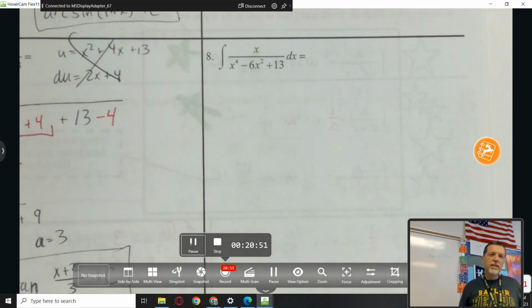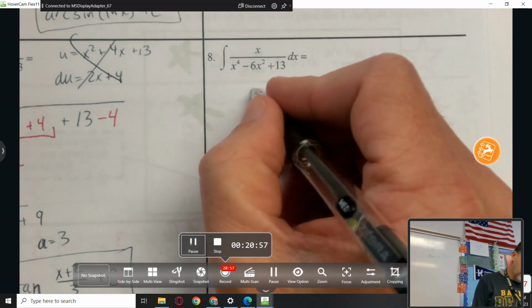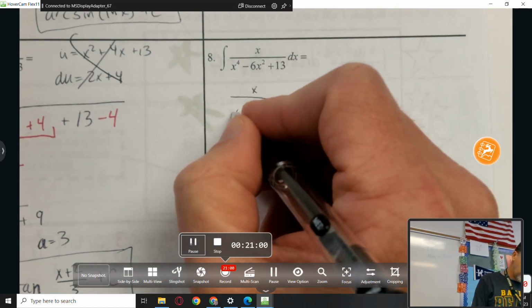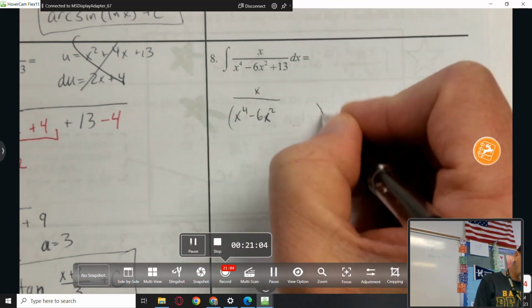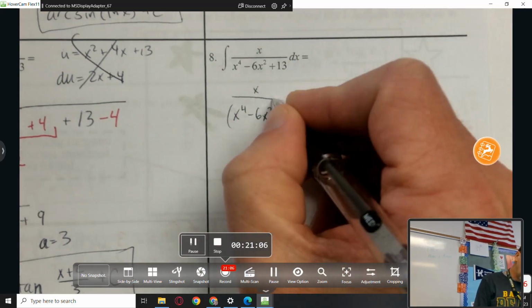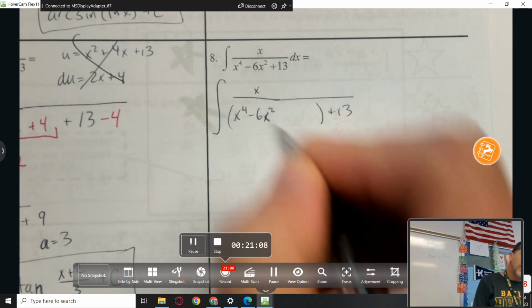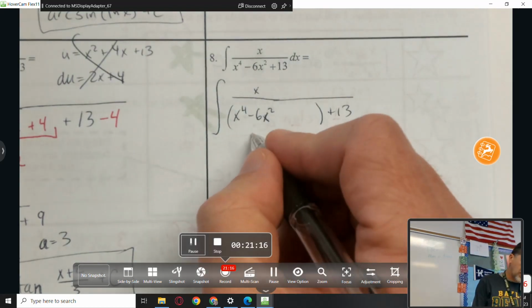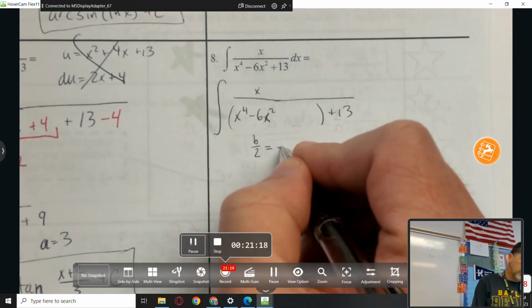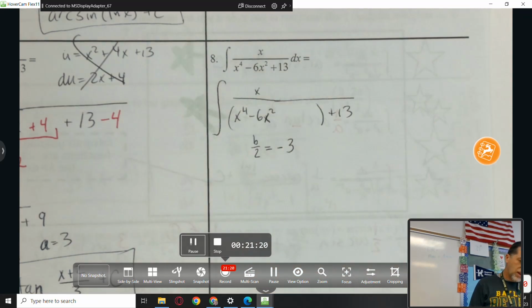I don't like that. Next one. I mean, it looks like we could try to complete the square. Yeah, we could do complete the square on this, I think. We got some extra powers going on in there, but b over 2 is negative 3.